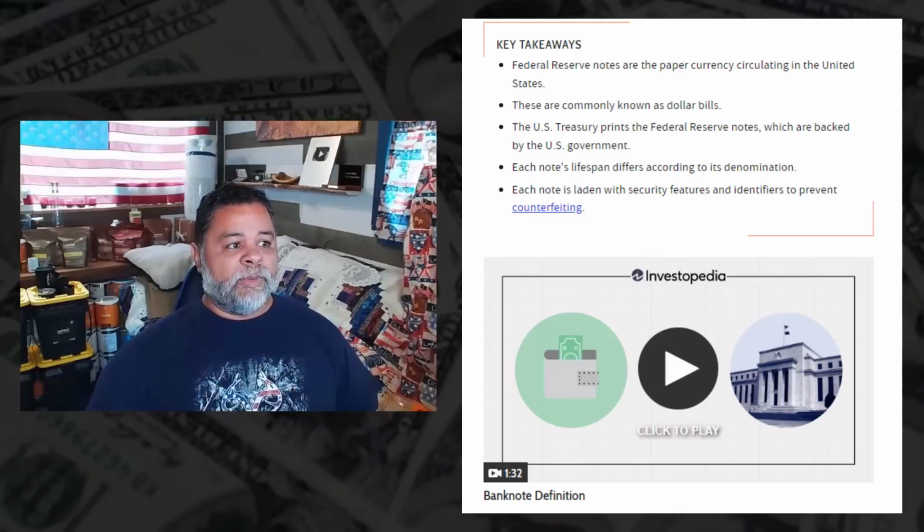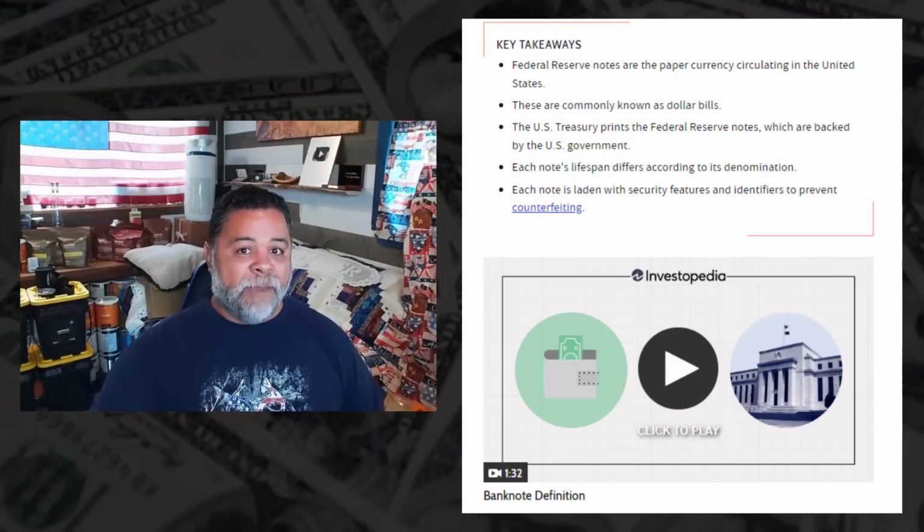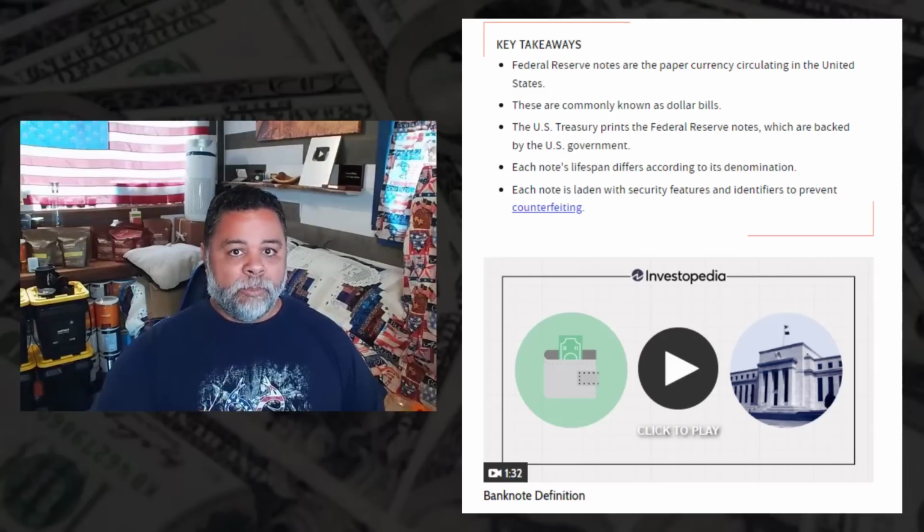So the key takeaways from this: the Federal Reserve Notes are the paper currency circulating in the United States, right? They're the paper currency. That's all they are, paper. These are commonly known as dollar bills, but we all know that they are not US dollar bills. They are liabilities that belong to the Federal Reserve. The US Treasury prints Federal Reserve notes which are backed by the US government. But what are they really backed by, ladies and gentlemen? And the US Treasury prints them with the permission of the Federal Reserve.